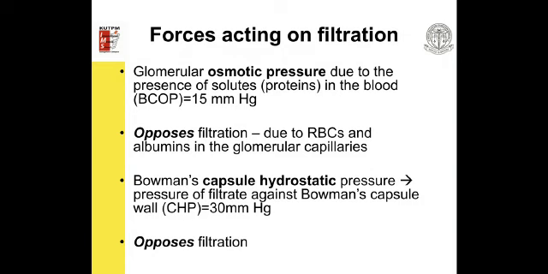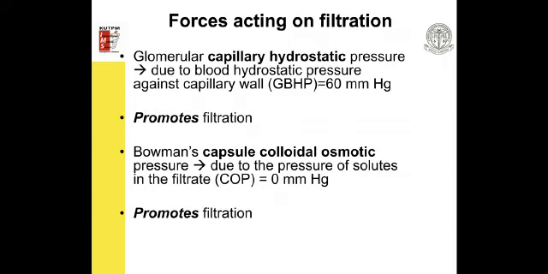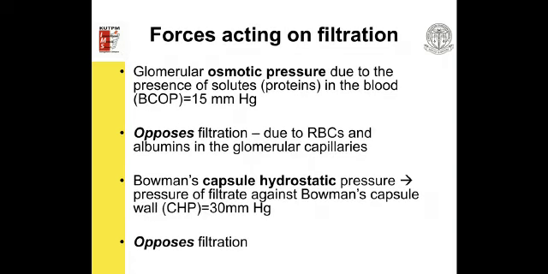The forces acting on filtration: we have two forces which promote filtration, and the forces which oppose filtration are the glomerular osmotic pressure, due to the presence of proteins in the blood, which is around 25. Because filtration is opposed, the RBCs and albumins in the capillaries are not filtered. This colloidal osmotic pressure is exerted by plasma protein colloids and opposes outward movement of the fluid. This force tries to retain the fluid within the blood vessels.